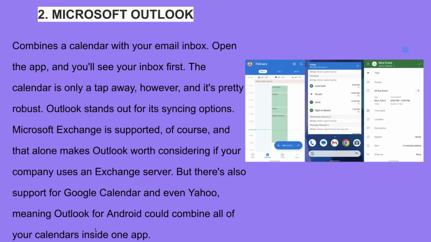Microsoft Outlook combines a calendar with your email inbox. Open the app and you'll see your inbox first. The calendar is only a tap away, however, and it's pretty robust. Outlook stands out for its syncing options. Microsoft Exchange is supported, of course, and that alone makes Outlook worth considering if your company uses an Exchange server. But there is also support for Google Calendar and even Yahoo, meaning Outlook for Android could combine all of your calendars inside one app.